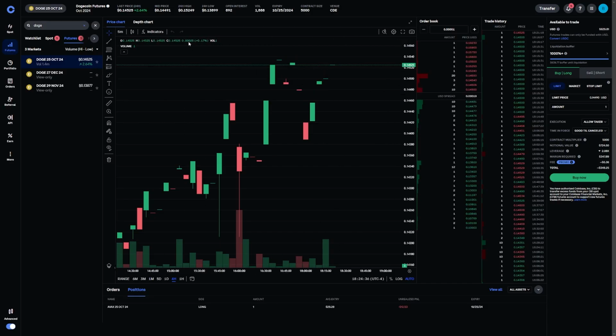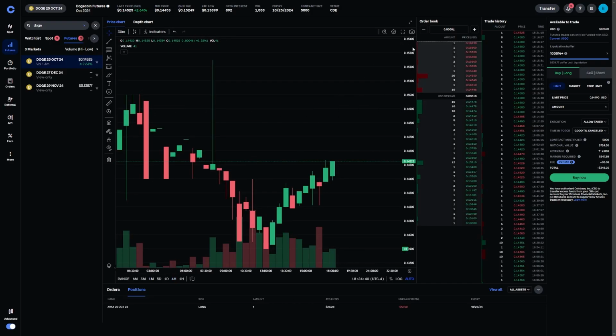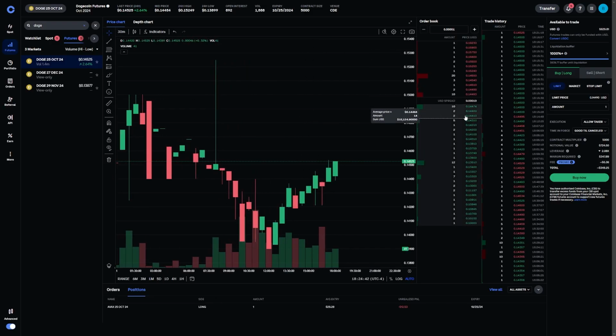Now, after I do this, I can go ahead and adjust my chart as I see fit. I can do whatever I want to do over here. But if I actually want to place the order itself, I'm going to come over to the right-hand corner of my screen. And this is where I can either buy and go long, which is essentially saying that I'm betting that the market is going to increase in value.